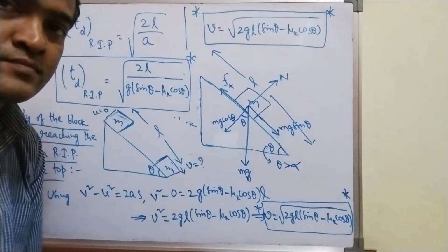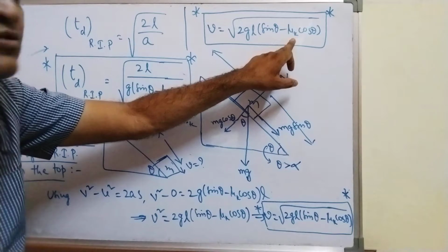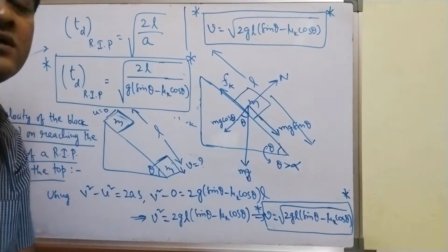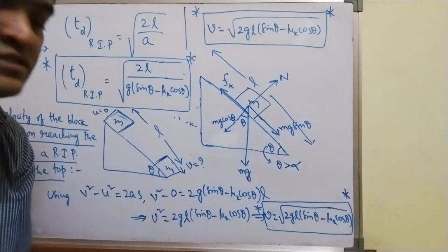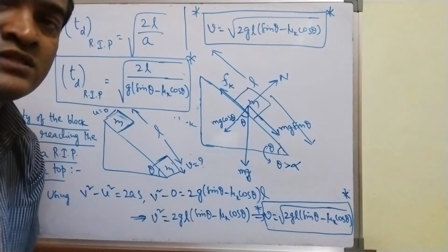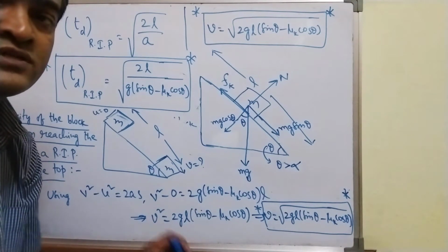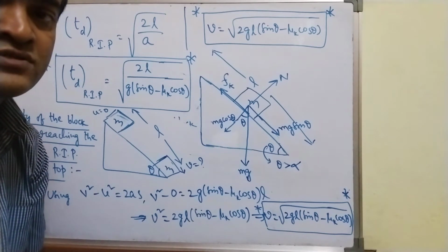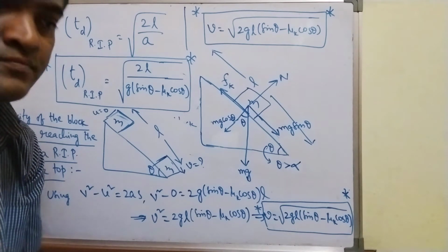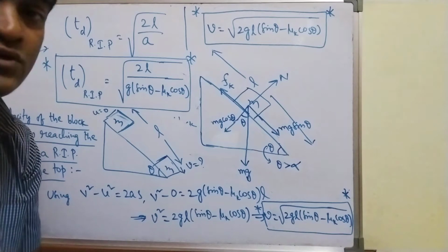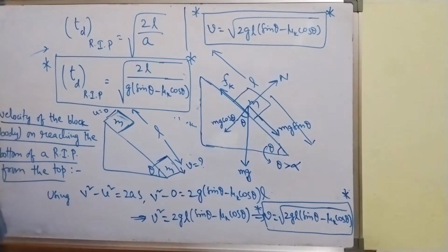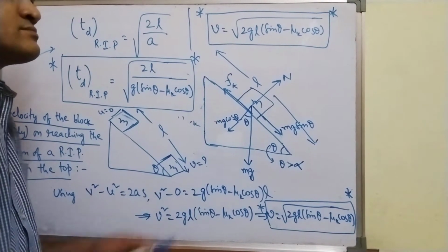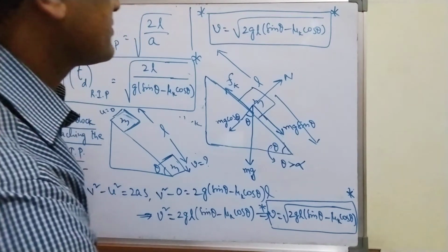If it is smooth, mu k is equal to 0, then what I will get is simply v equal to root over 2gL sin theta. This we have also discussed in the case of a smooth inclined plane. So my request is to remember all the formulas we discuss for the rough inclined plane and just replace the frictional force or coefficient of friction with 0, so that you get all the formulas for a smooth incline. So this is the formula for final velocity. Note it down.